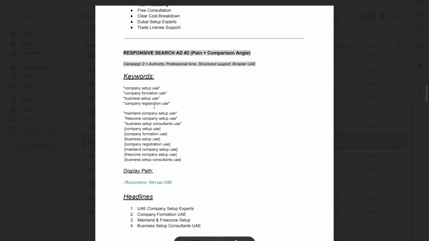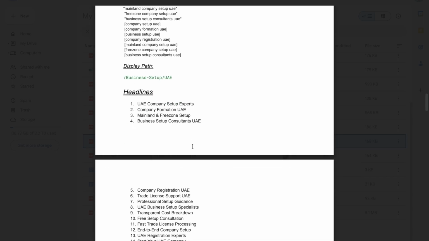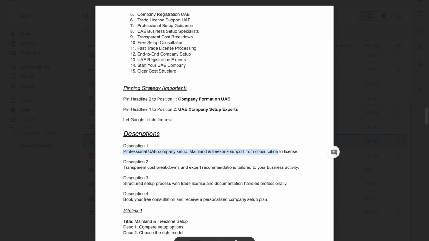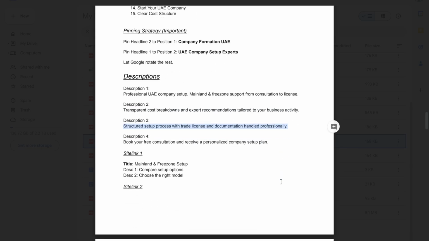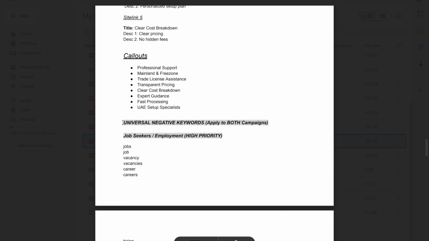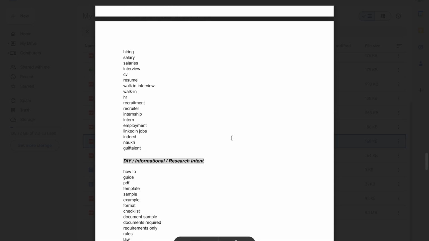And the rest 30% actually goes into authority campaigns. The keywords are broad match, and messaging is trust and expertise. Examples: professional UAE setup, expert consultation, tailored recommendation. And this is very important. Add negative keywords. Exclude job seekers, info-only users, people outside UAE.